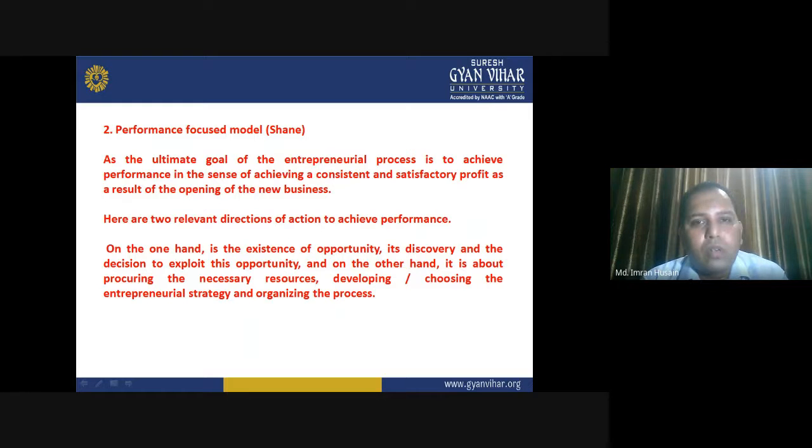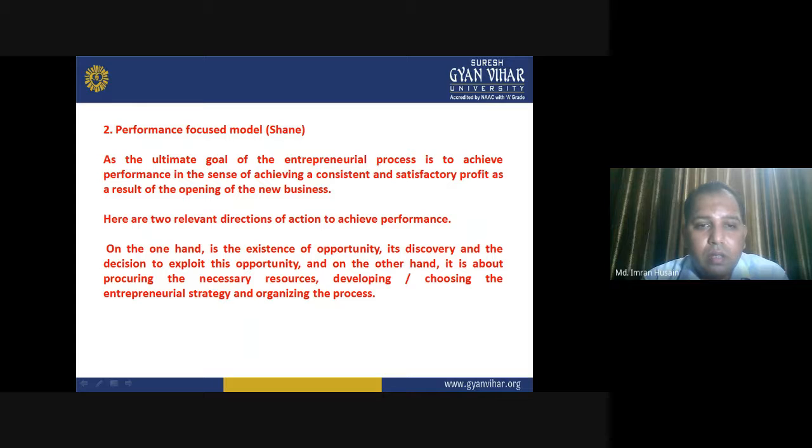Performance focused model. As the ultimate goal of the entrepreneurial process is to achieve performance, in the sense of achieving a consistent and satisfactory profit as a result of opening a new business.